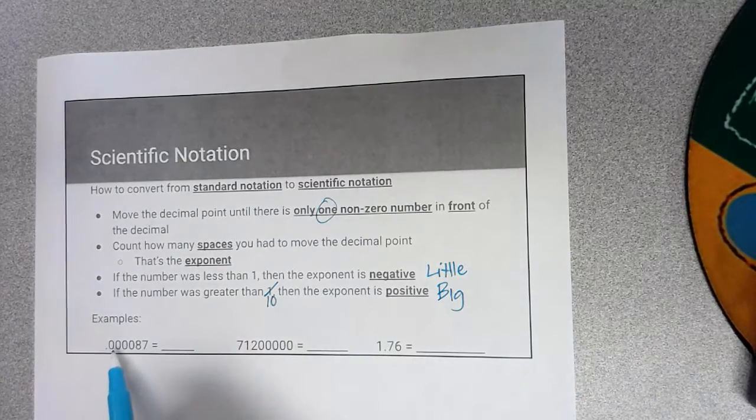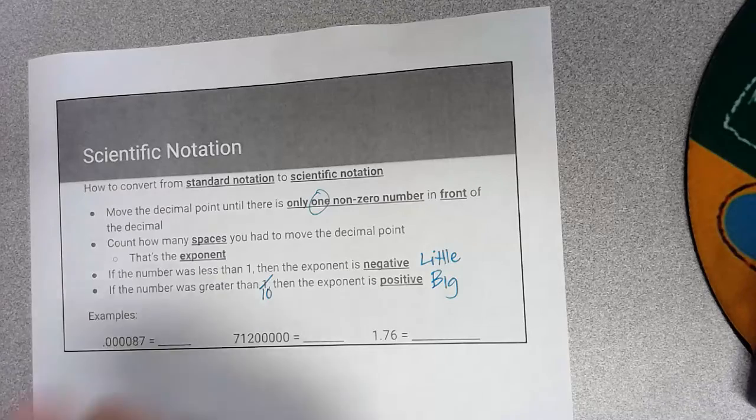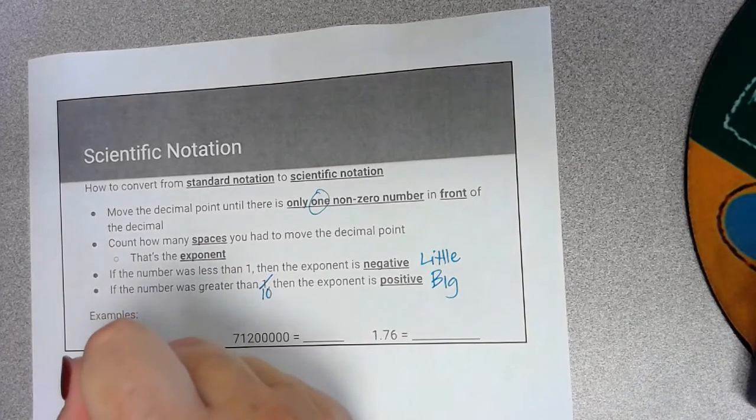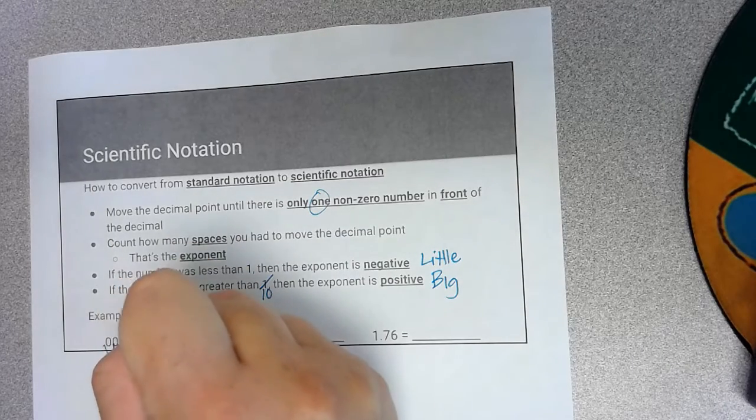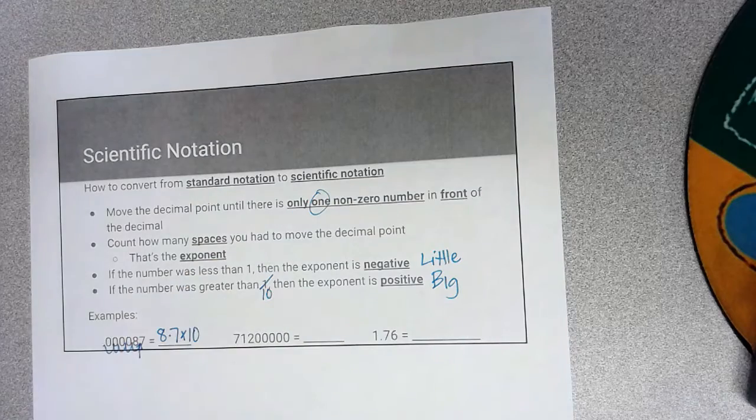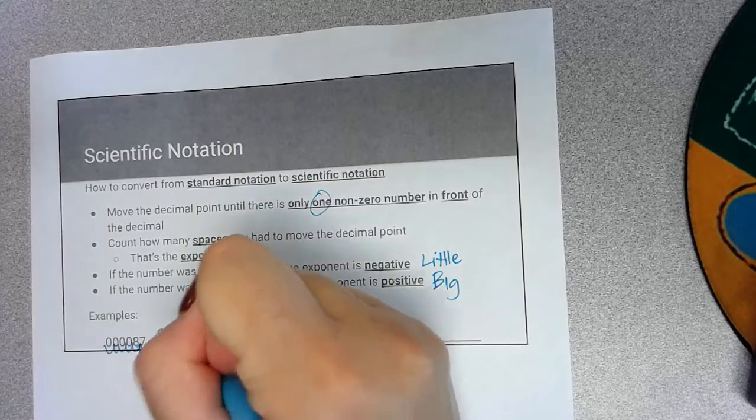So I have 0.000087. I only want one number in front of the decimal place, so I'm going to move my decimal right here. And I'm moving it 1, 2, 3, 4, 5 times. So 8.7 times 10 to the, is that going to be a positive 5 or a negative 5? Well, this is a number that's less than 1, so it's a negative 5.